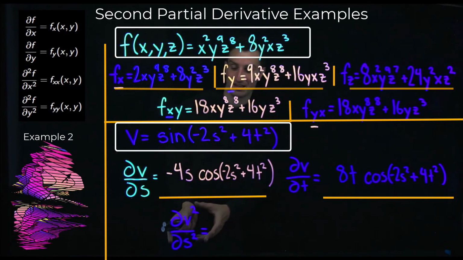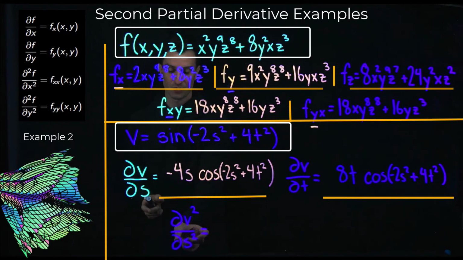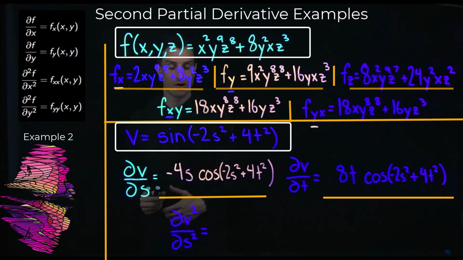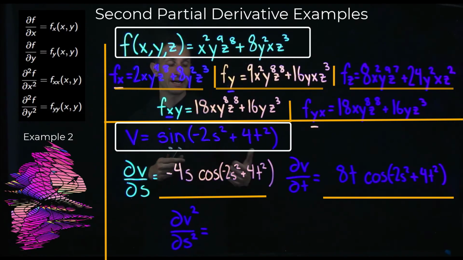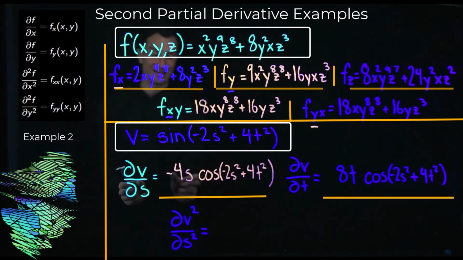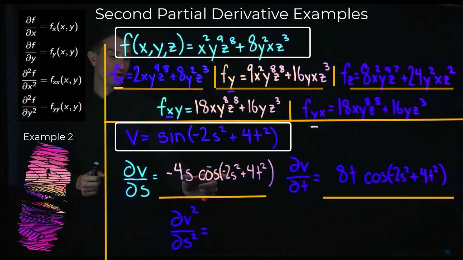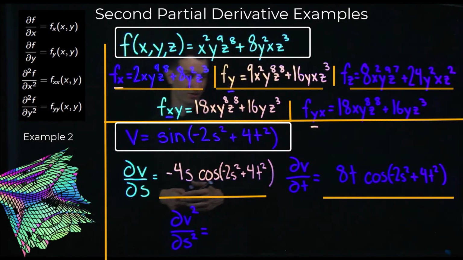Unfortunately, now let's read this bottom one, right? So it says the second partial derivative of v with respect to s squared. What does s squared mean? It means that my first partial was with respect to s, and my second partial will also be with respect to s. So I need to do it one more time with respect to s, but that means we have what? A product rule. So let's walk through it.